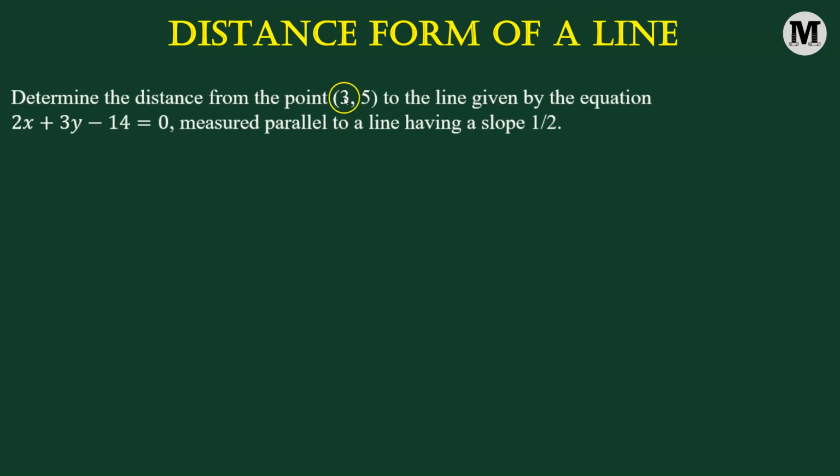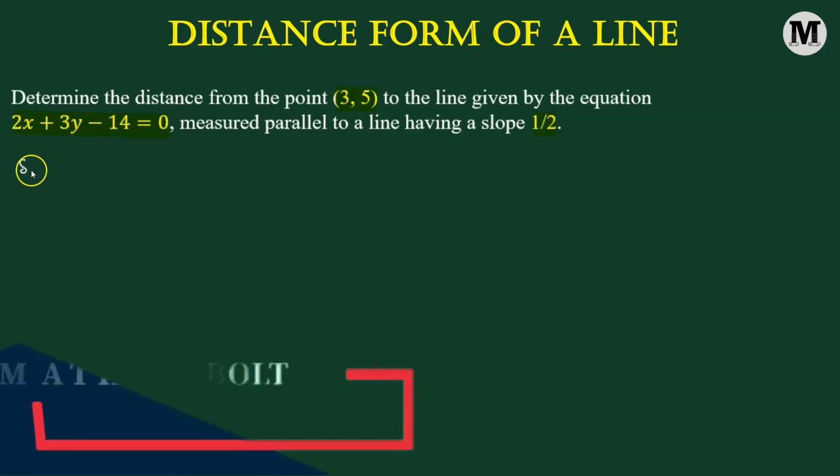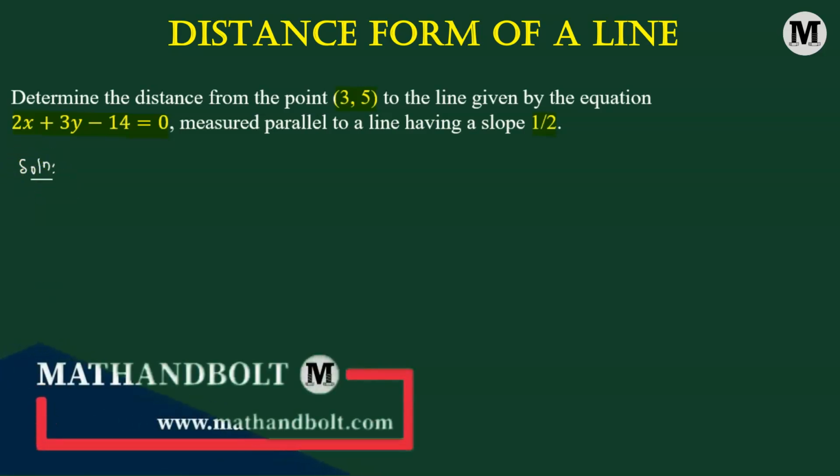Determine the distance from the point (3, 5) to the line given by the equation 2x + 3y - 14 = 0, measured parallel to a line having a slope of 1/2. Okay, let us begin. First, we'll try to understand the problem graphically.